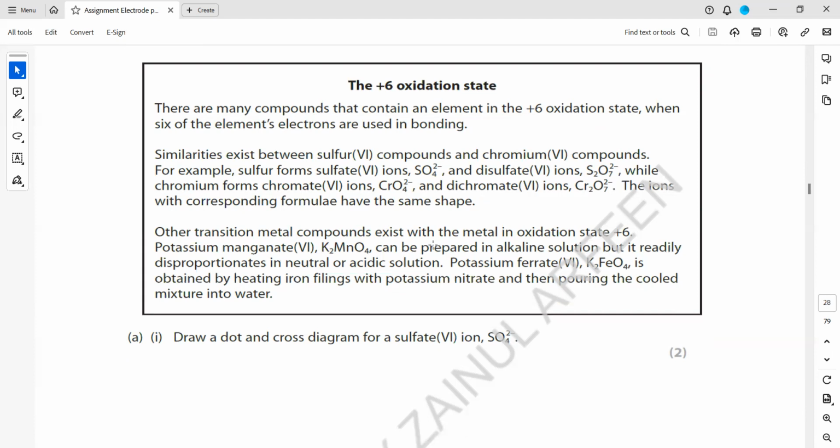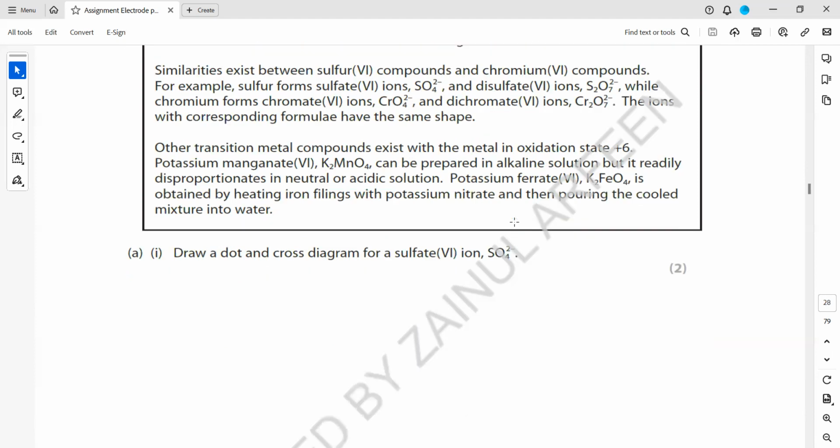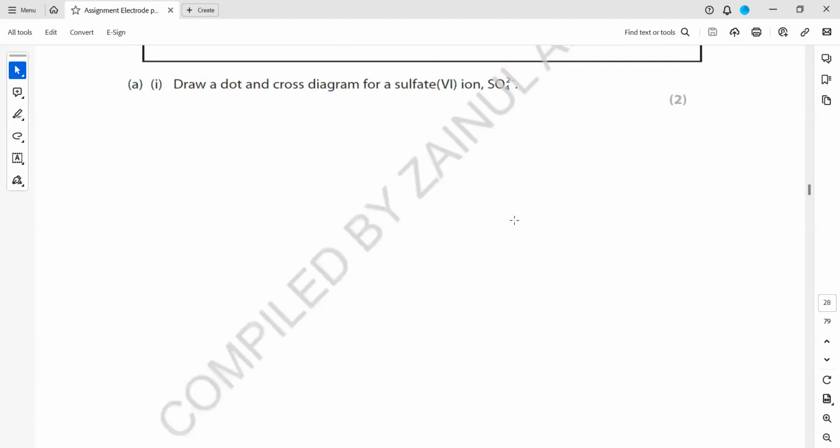And then potassium ferrate 6, obtained by heating iron filings with potassium nitrate, and then pouring the cooled mixture into water. Draw a dot and cross diagram for a sulfate ion. So in the sulfate ion, sulfur and 4 oxygens are there.